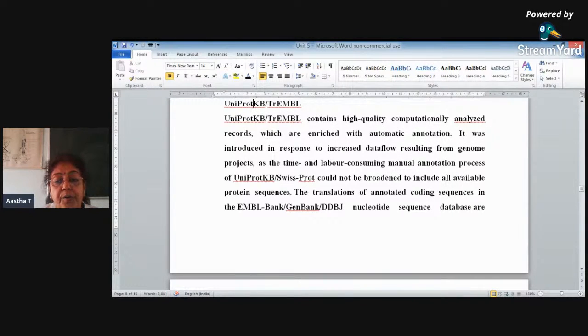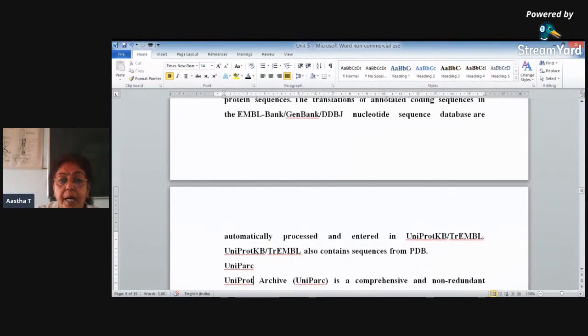The translations of annotated coding sequences in EMBL Bank, GenBank, DDBJ, nucleotide sequence databases are automatically processed. See, even though this is a protein database, GenBank is connected to it, DDBJ is connected to it, EMBL is connected to it. So some data from there correlating with the proteins will be automatically updated. Like, this is the nucleic acid sequence, this is associated with this type of protein. All this will take place automatically in TrEMBL.